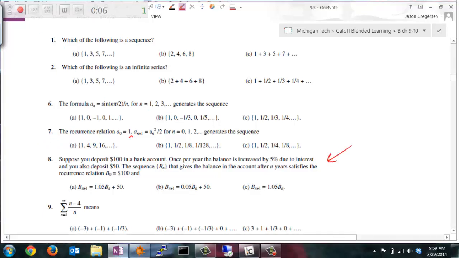Suppose you deposit $100 in a bank account. Once per year, the balance is increased by 5% due to interest, and you also deposit $50. The sequence B sub n that gives the balance in the account after n years satisfies the recurrence relation. B sub 0 equals 100, and so they're giving us that first value. And what's the recurrence relationship? How would we define the sequence?